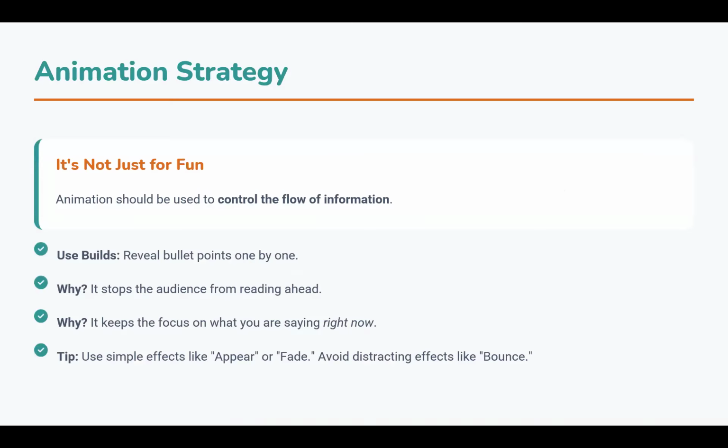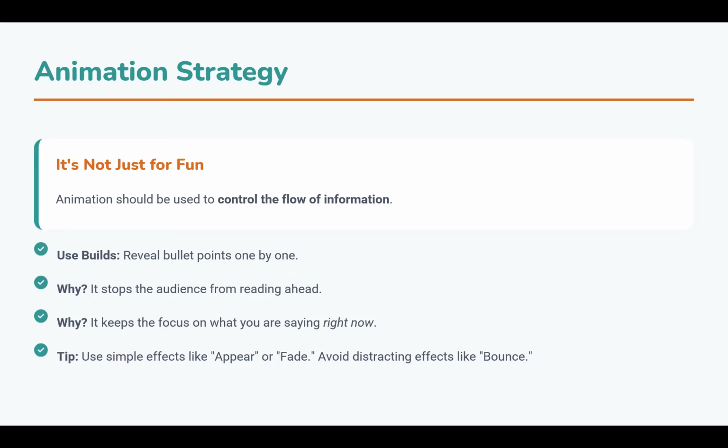An animation strategy. Some of you do not typically use animation because you are not going to simply make a gaudy presentation, but to ensure that you communicate your idea crystal clear. But animation is not for fun. Animation should be used to control the flow of information. So use builds. What are they? Bullet points. When there are bullet points, let them come one by one if possible, right? Or else in your story narration, you move along the bullet points one after the other, right?